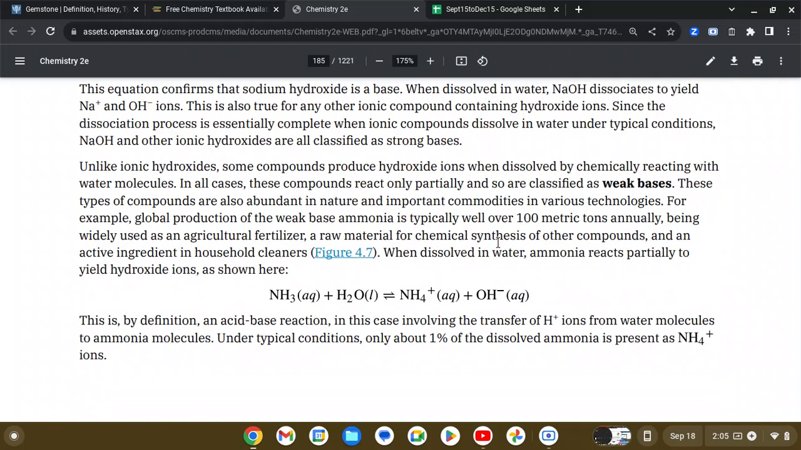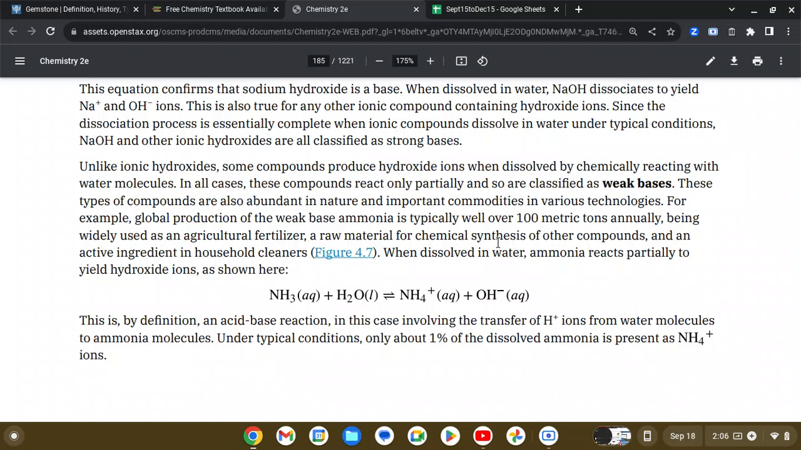These types of compounds are also abundant in nature and important commodities in various technologies. For example, global production of the weak base ammonia is typically well over 100 metric tons annually, being widely used as an agricultural fertilizer, a raw material for chemical synthesis of other compounds, and an active ingredient in household cleaners. When dissolved in water, ammonia reacts partially to yield hydroxide ions, as shown here.